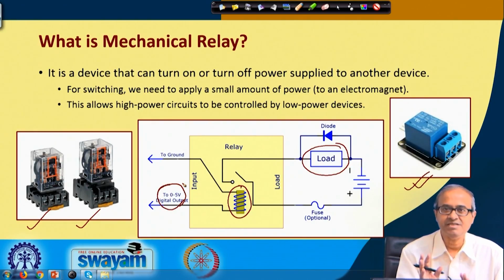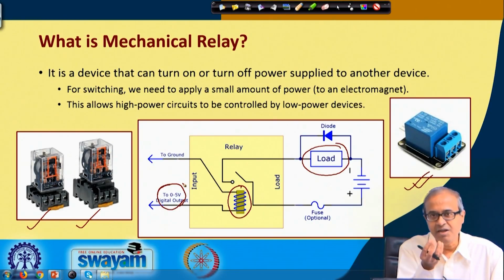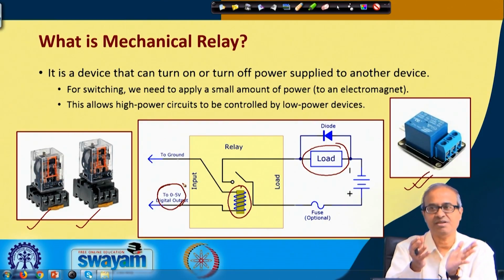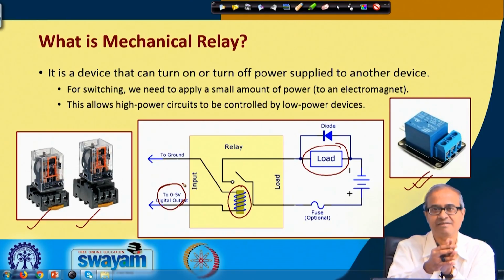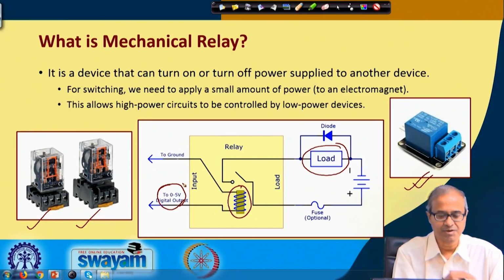Okay. This is essentially the working principle of a relay. You are using a very low power signal to control a higher power circuit. These two circuits are isolated, they are not directly connected. There is no physical connection between these two circuits.